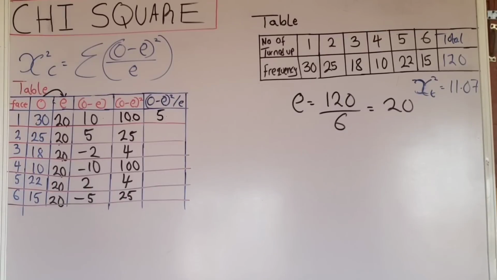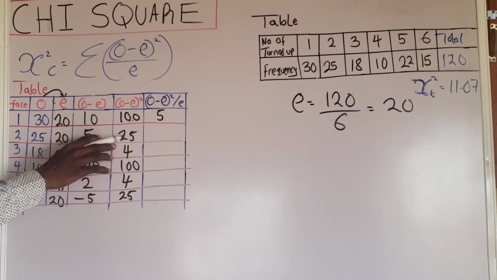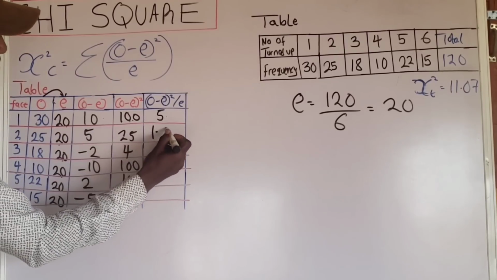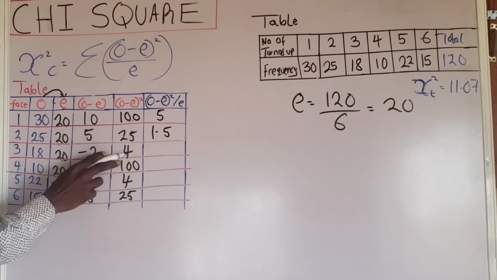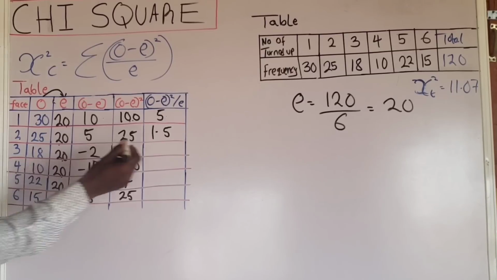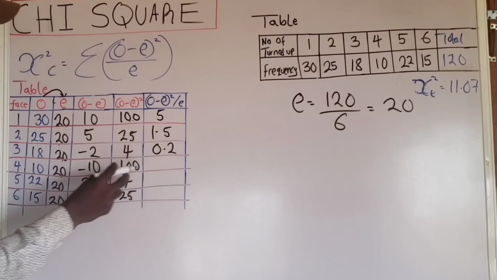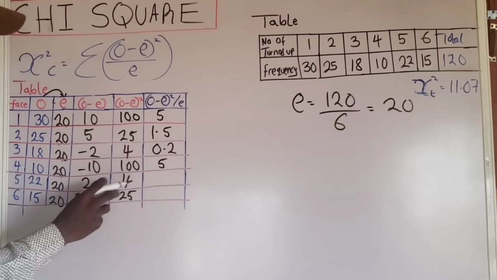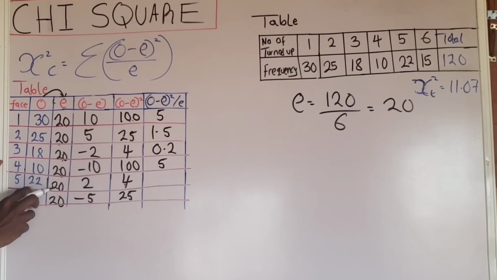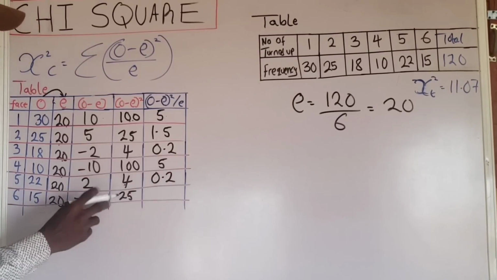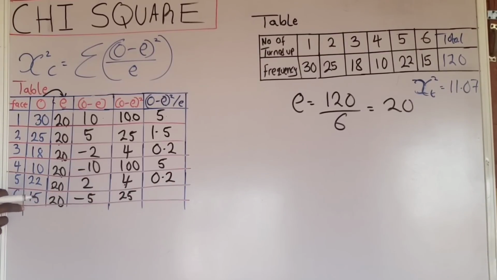Okay, are you paying attention? Now that will be 25 divided by 20. 25 divided by 20 is what? 1.25. 4 divided by 20. That will be 0.2. Okay. Now 100 divided by 20. That is what? 5. 4 divided by 20. That is what? 0.2. Okay. 25 divided by 20. That is what? 1.25.